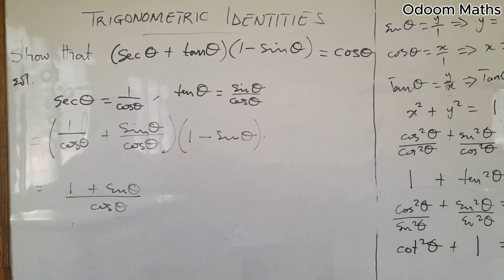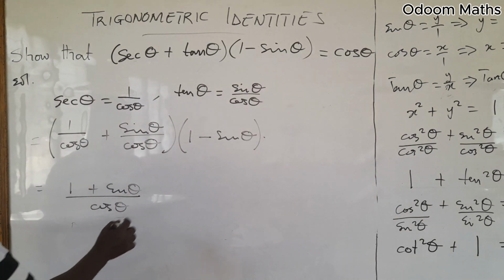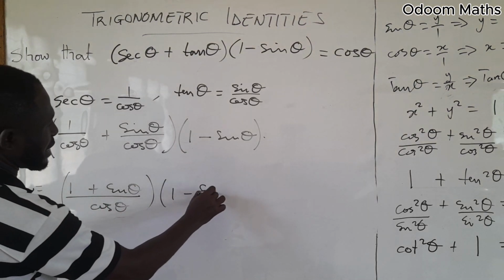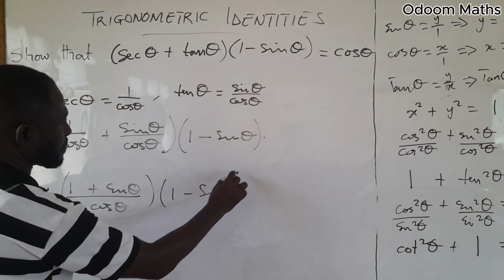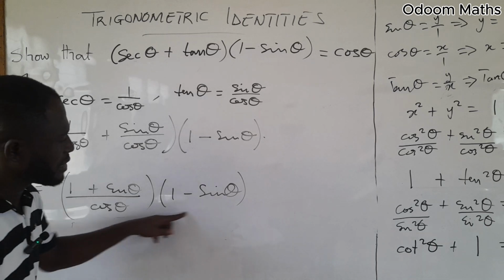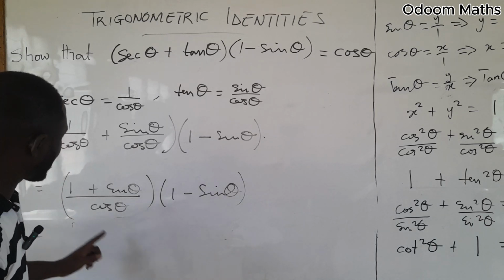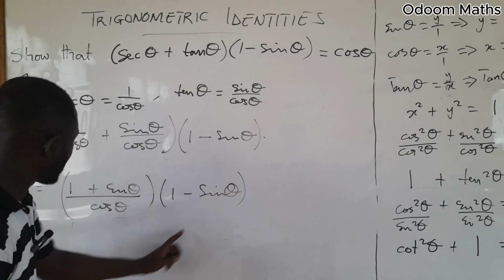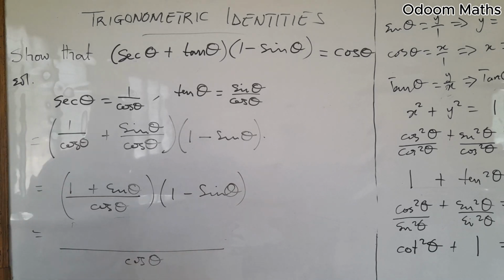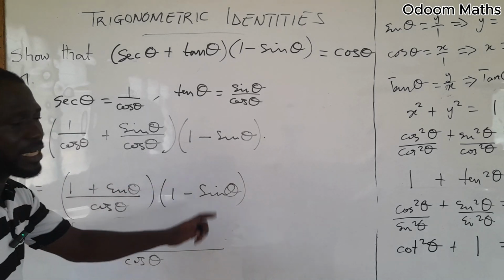So this side is giving me this, and they are multiplying 1 minus sine theta. Now here, this is having a denominator 1, so when you multiply the denominators, that is going to give us cos theta. Now let's multiply the numerators.